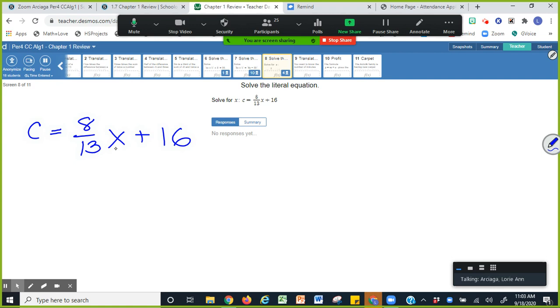So we want to get the x by itself. All right, we want to get the x by itself.